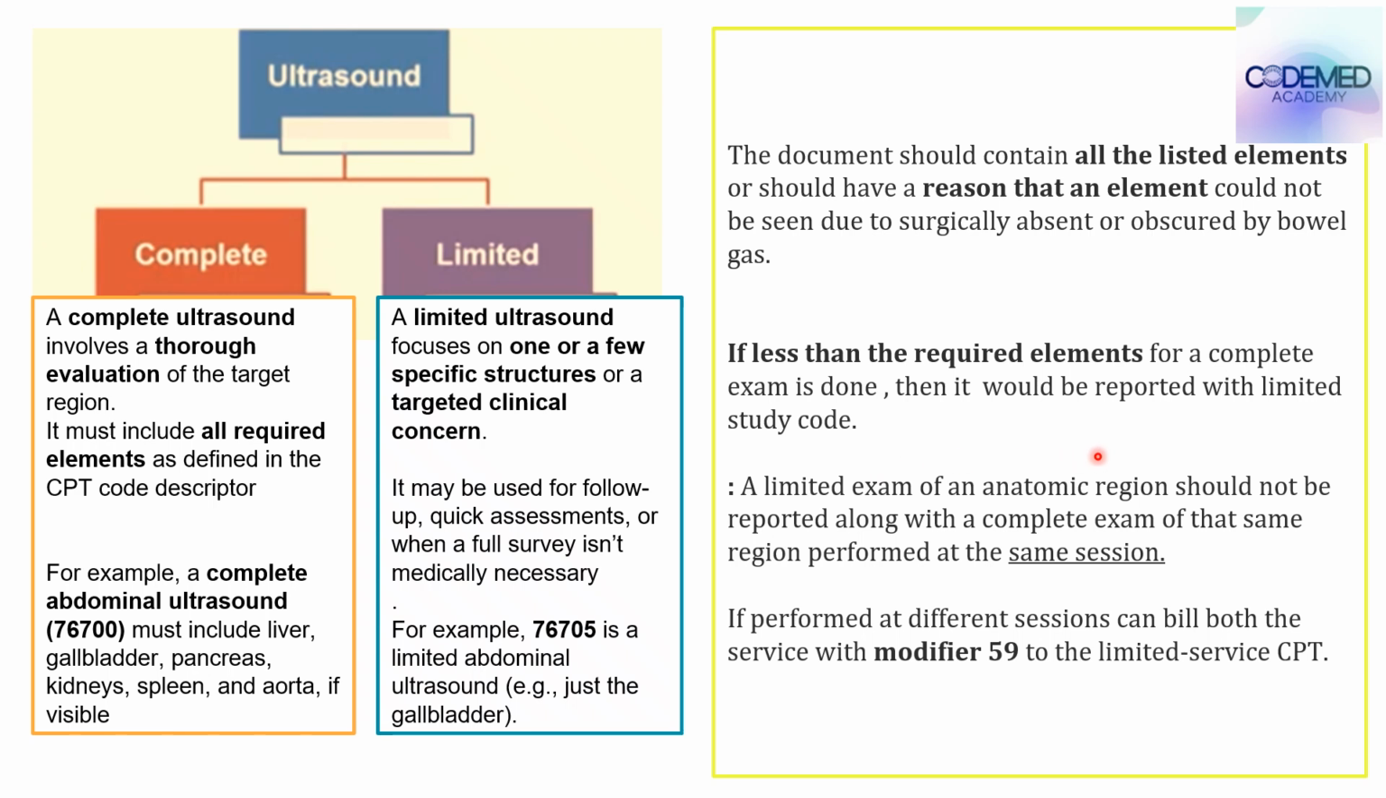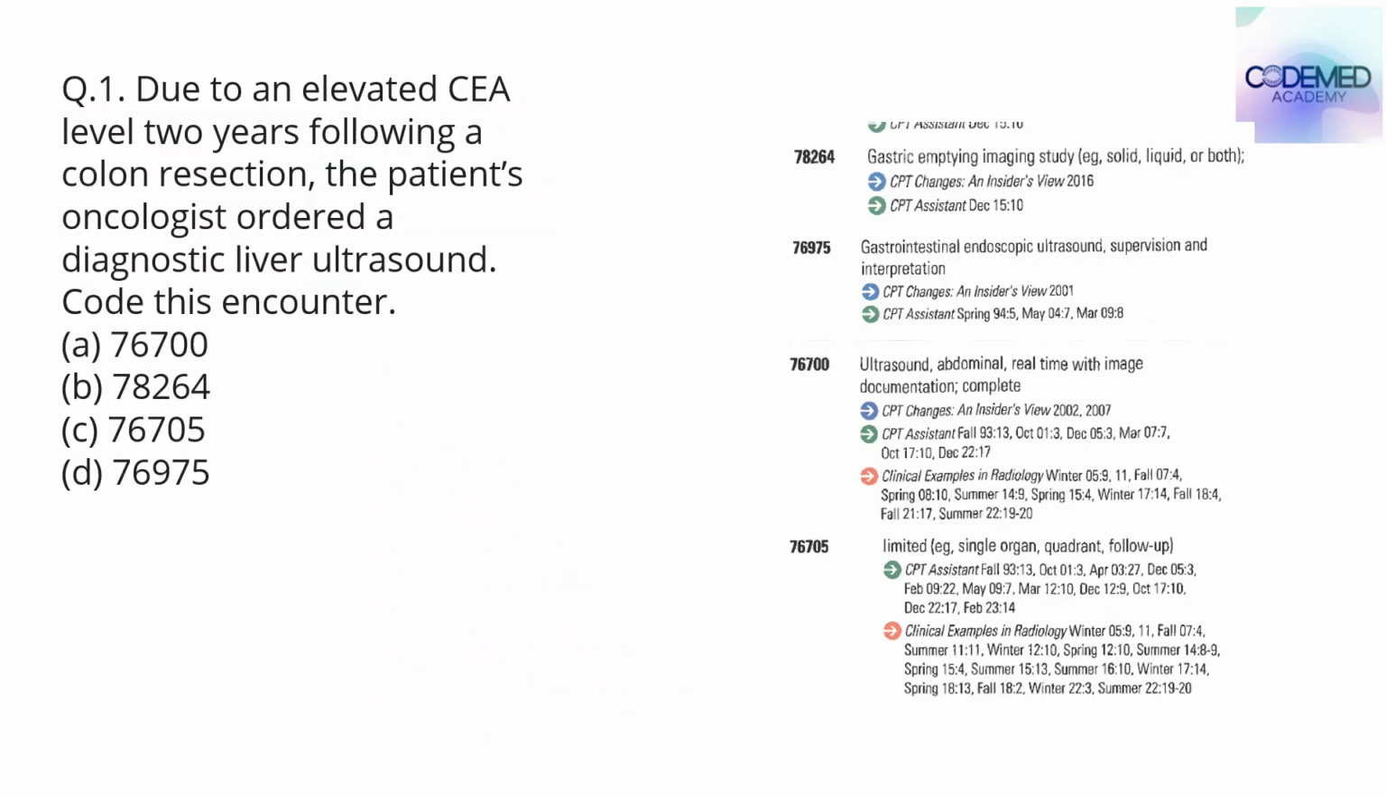And usually if it is less than the required elements, then rather than reporting the complete, we report a code for the limited. A limited exam of an anatomic region should not be reported along with the complete exam of the same region performed at the same session. Remember, if performed at a different session, both services can be billed with modifier 59 added to the limited service CPT code. Now let us take one more question.